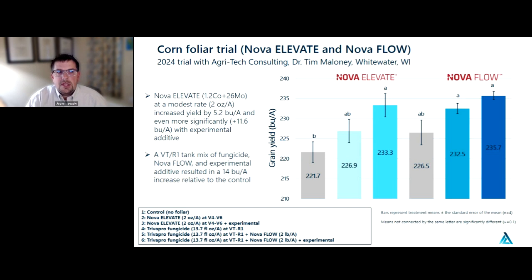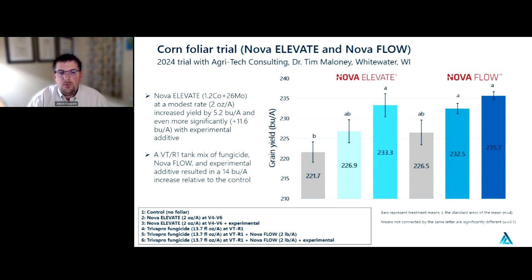So if we look at this example from this past year in Wisconsin, focused on Nova Elevate at an early stage application at V4, as well as the Nova Flow application at VT R1. Really the purpose for choosing these timings and these particular products is to accomplish two things. One is to coincide with crop protection applications that are likely occurring at these growth stages.